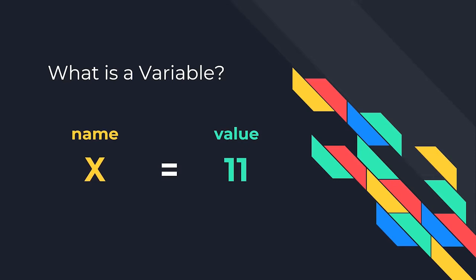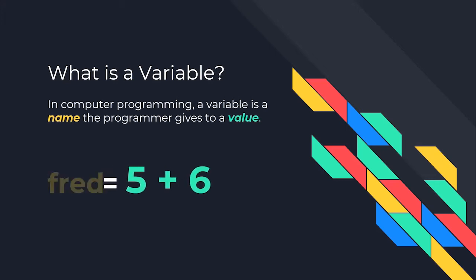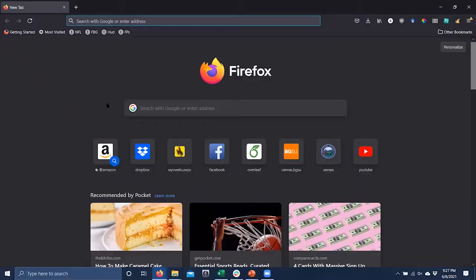In MakeCode, we can name variables nearly anything we'd like. Instead of saying x equals 5 plus 6, we could say Fred equals 5 plus 6. Now the variable Fred has the value 11. Let's go look at an example in MakeCode.